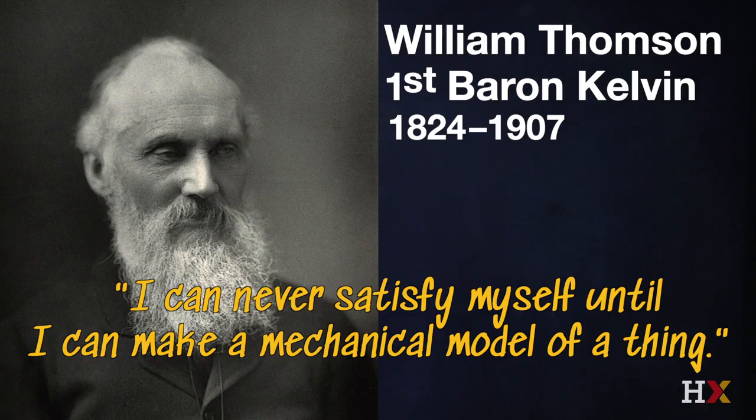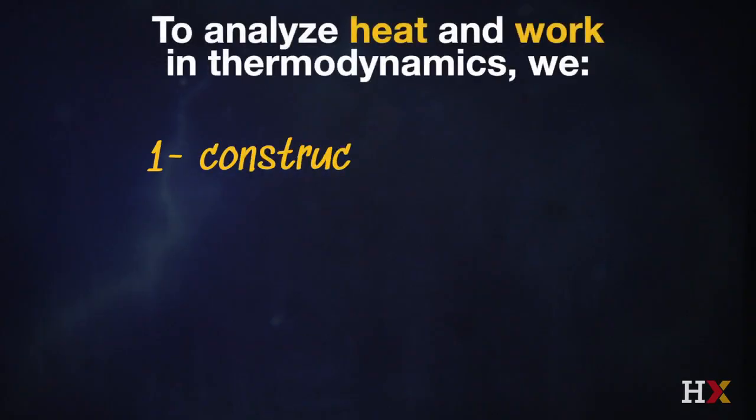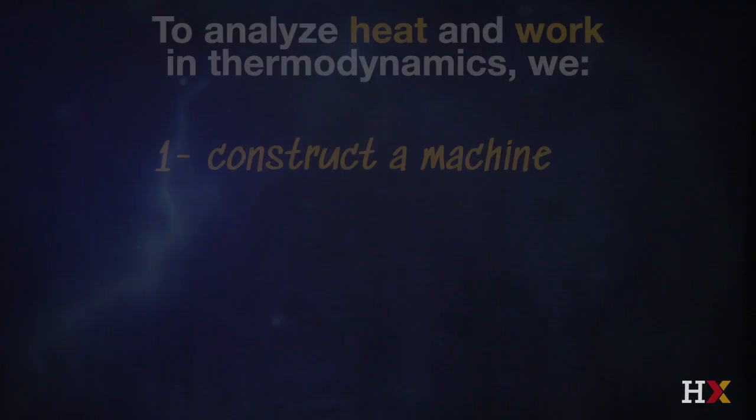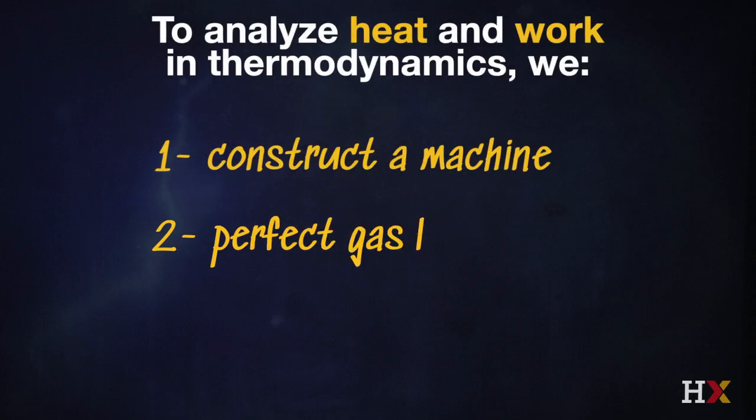And so we're going to see that when we analyze heat and work in thermodynamics, the first thing we do is to construct a machine. And we're going to construct a machine that's capable of clearly demonstrating to us physically what happens when we exchange heat and work with the system. The next thing we're going to involve is the perfect gas law. And the perfect gas law, as we know from the previous chapter, is PV equals nRT. The pressure times the volume is equal to the number of moles times the gas constant times the temperature.